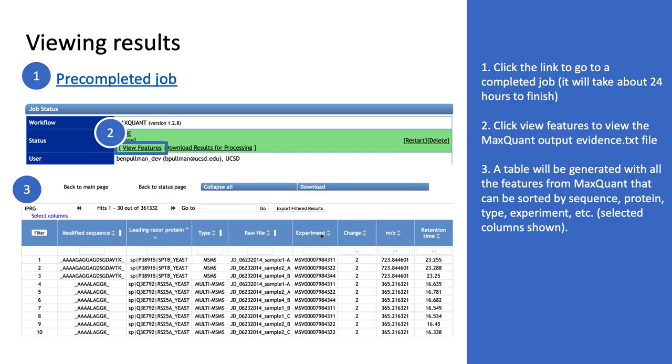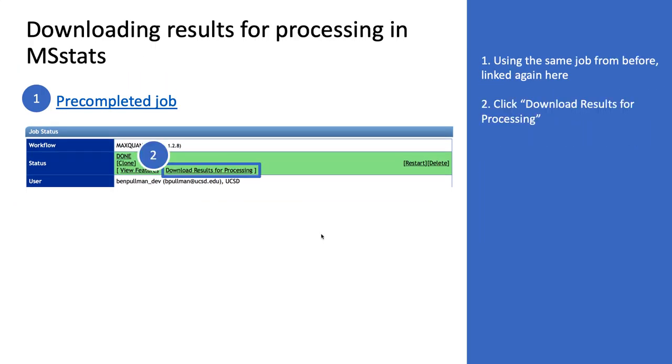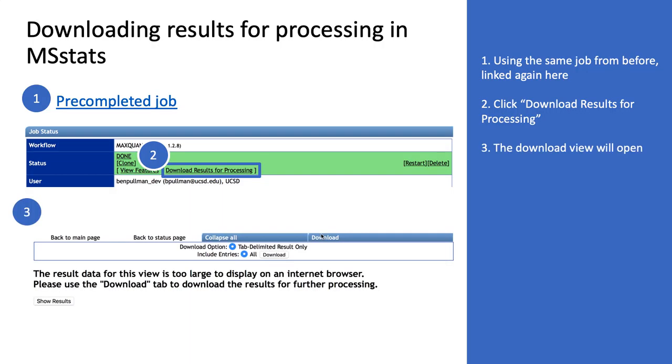And if you want to download, you can download the whole thing with the download button. But for what we're going to need in here, there are larger files. So rather than downloading it over there, which would download the uncompressed table, it's better to click on this download link directly from the status page, and that will download all the files that we need to run MSStats. If you click on there, you'll see a view that looks like this. You don't want to see any results. You just want to click download and download the zip file to your computer, which will contain what we need to run MSStats.